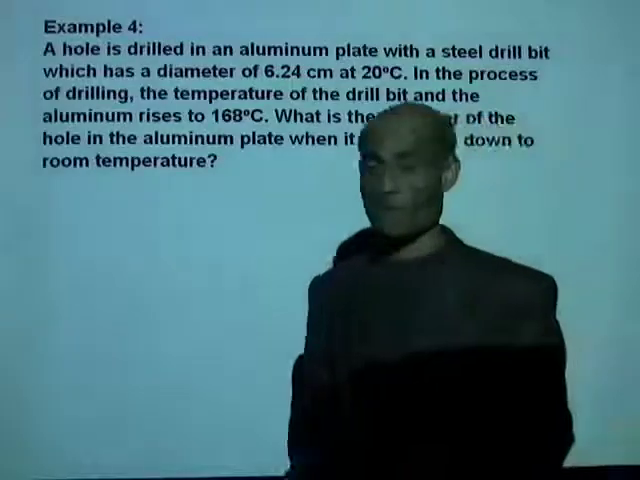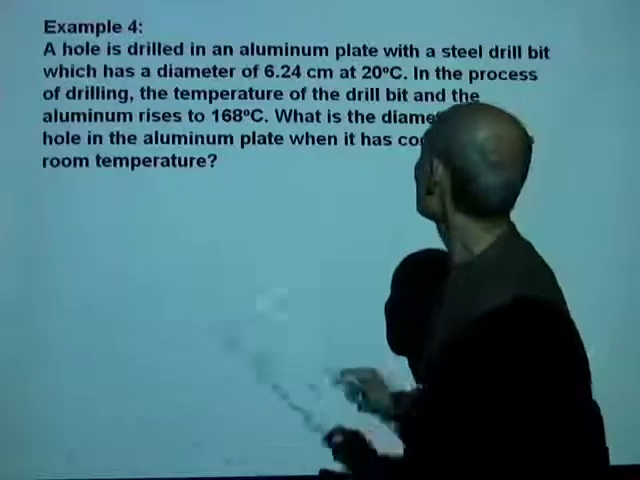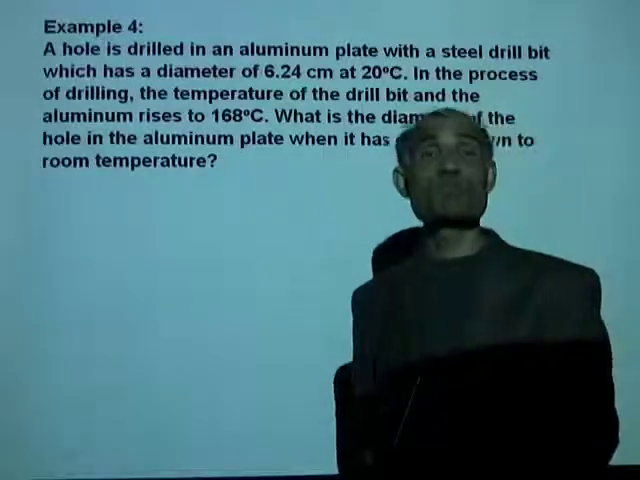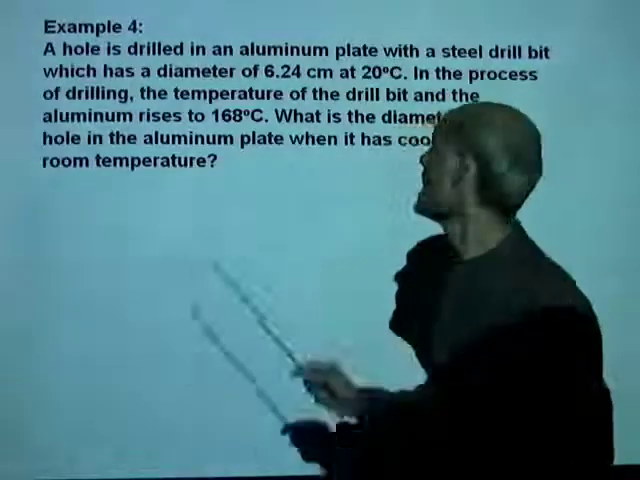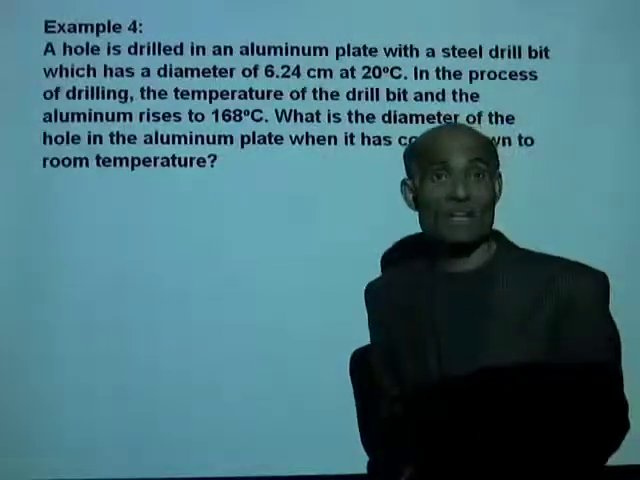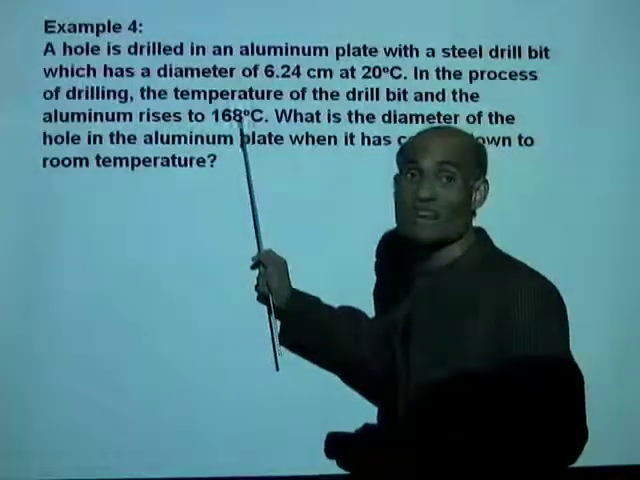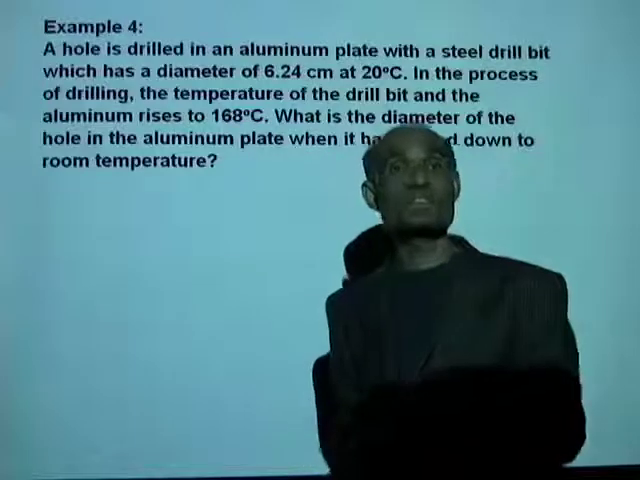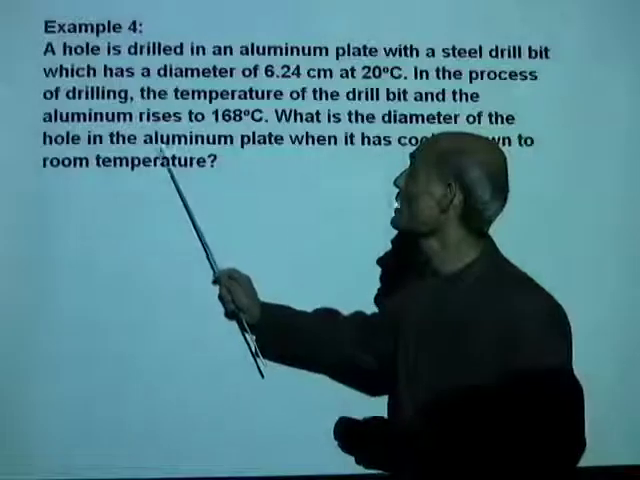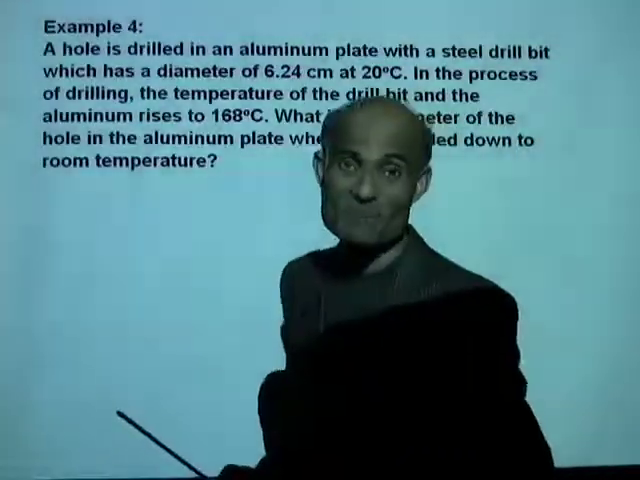Alright, another one. A hole is drilled in an aluminum plate with a steel drill bit which has a diameter of 6.24 centimeters at 20 degrees Celsius. In the process of drilling, the temperature of the drill bit and the aluminum rises to 168 degrees Celsius. What is the diameter of the hole in the aluminum plate when it has cooled down to room temperature?